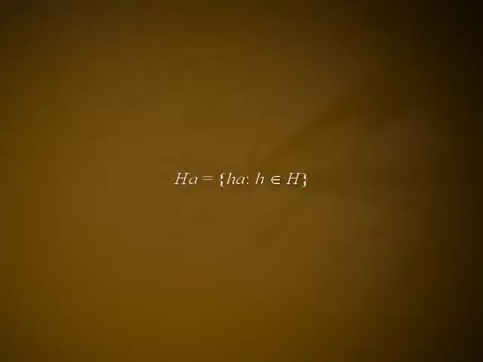Since in general G need not be abelian, we have no reason to expect a into H and H into a to be the same subsets of G. The formal definition follows. Definition: cosets. Let H be a subgroup of a group G. The subset aH equal to the set of all a into h such that h belongs to H is the left coset of H containing a, while Ha equal to the set of all h into a such that h belongs to H is the right coset of H containing a.